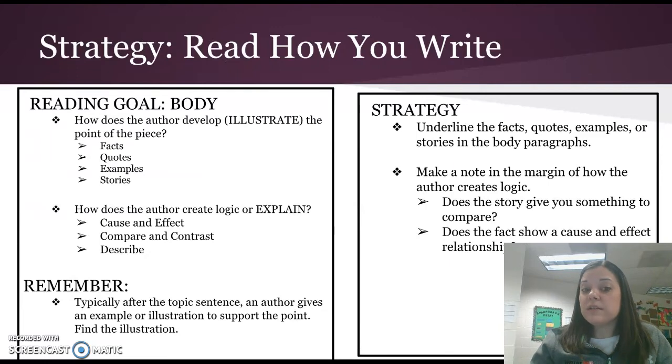When we're reading, our goal is to figure out how the author is developing their points and whether or not they're logically explaining that development. We know that the illustrations that an author uses to develop a point can include things like facts, quotes, examples, and stories. When you're reading, you're going to be looking for those things. Then as we talk about how the author creates logic, we know that logic is created through cause and effect relationships, through compare and contrast relationships, through descriptive relationships, process and classification. We see those a little bit more rarely, but cause and effect and compare and contrast and description are probably our top ways to explain.